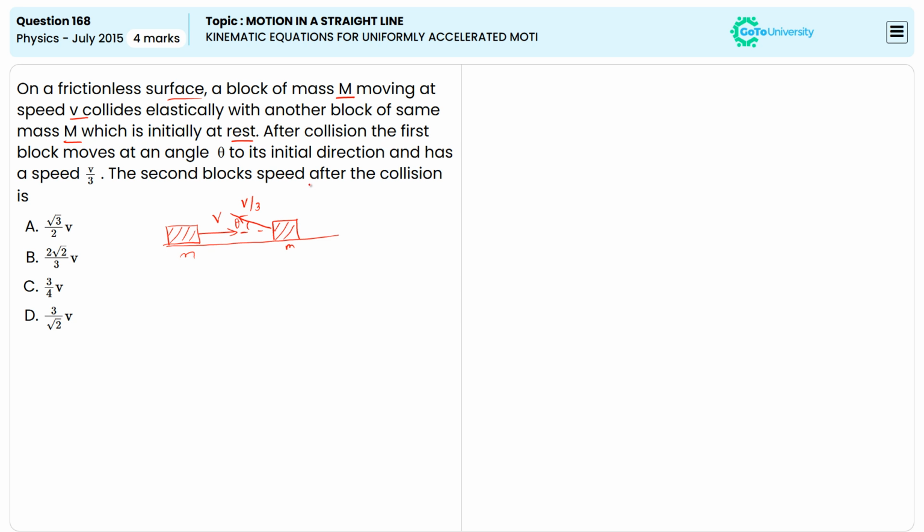The second block's speed after collision, that means once it is hit, this second block will move in this direction. What is its speed? We need to find this speed here.